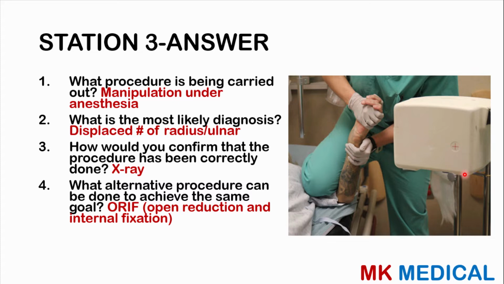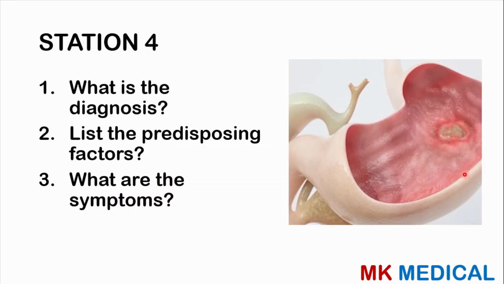So-called, after you reduce the fracture. And of course, an alternative procedure would be an open reduction and internal fixation. And take note that the type of fracture that has to be used with MUA is a closed fracture. You are not going to be performing MUA on an open fracture. With open fractures, you'd rather be taking the open approach, the open reduction, and so-called internal fixation.